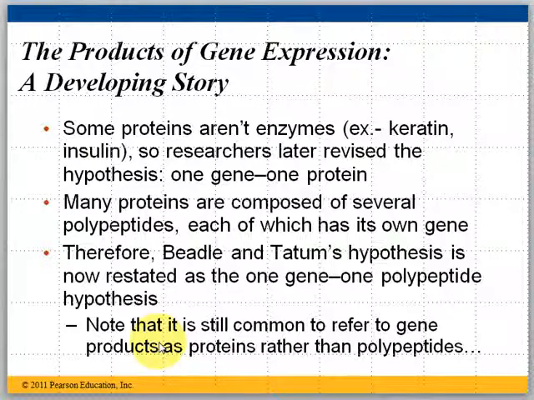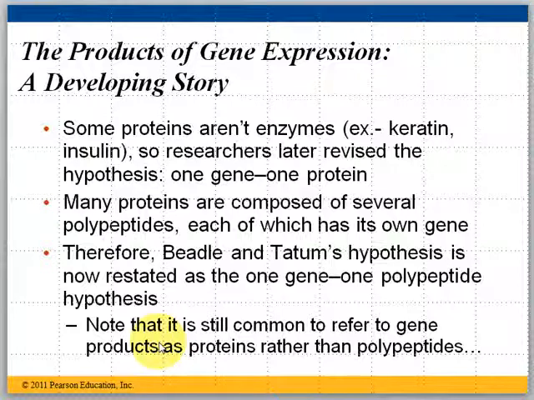For example, the keratin that makes up your nails and your hair and the insulin that your body uses to regulate your sugar, those are not enzymes. So researchers later revised the hypothesis to make it say one gene equals one protein. And that's almost even up to today. That's still kind of how we think about it, one gene, one protein.